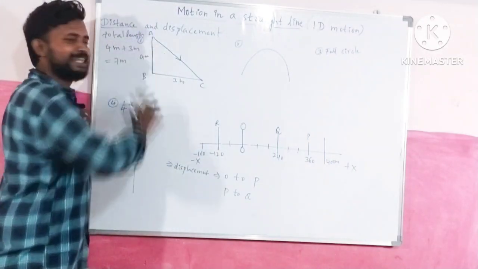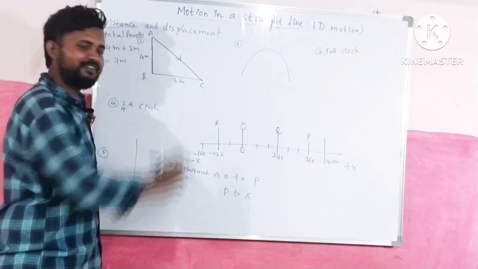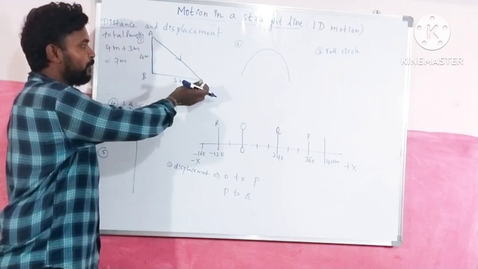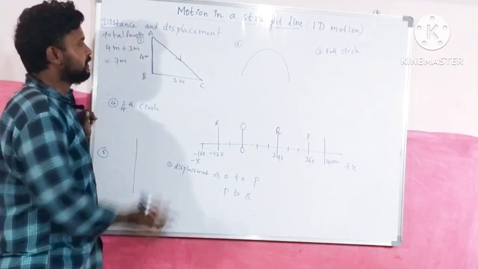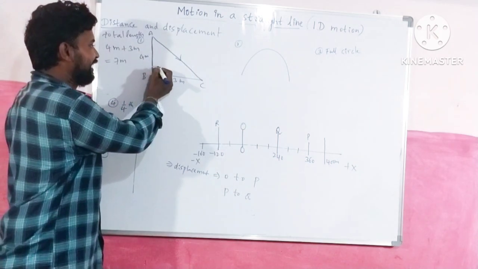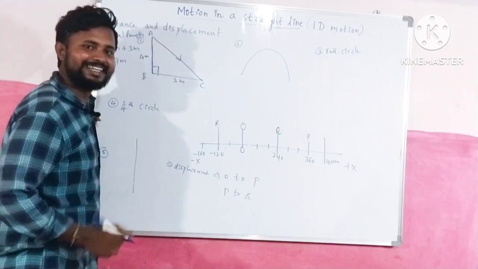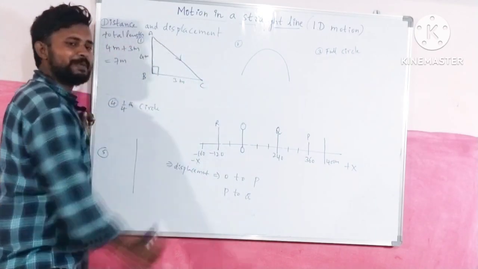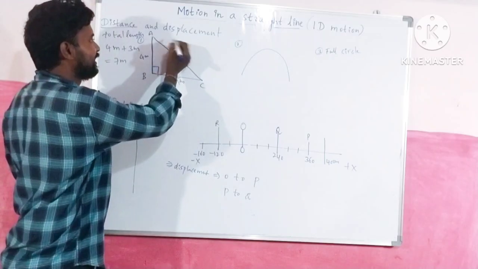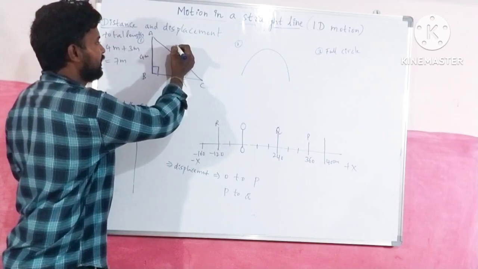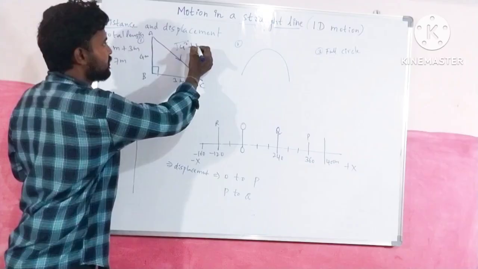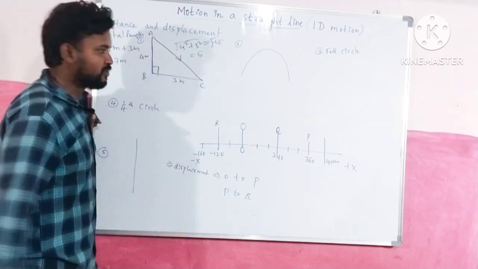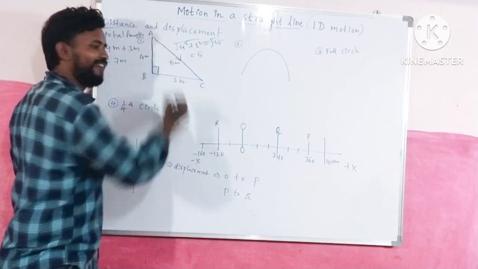Here A is the initial point and C is the final point. When you draw the line joining the initial point to the final point, it gives the displacement. When you closely observe, it is a right angle triangle. So this hypotenuse gives the displacement of the body. Here AC is the displacement. We know it is root of 4 square plus 3 square, which is root 25, and the answer is 5. So the displacement of the body is 5 meters.